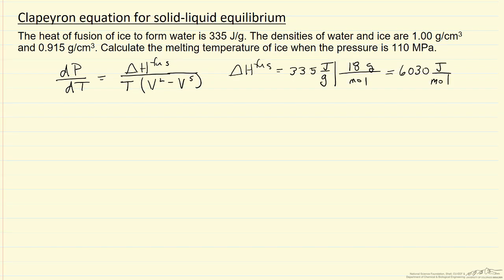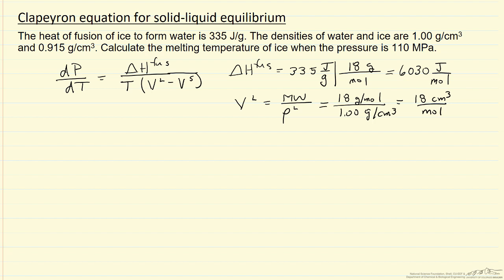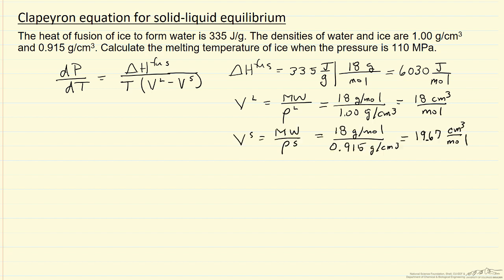So here's the heat of fusion in molar units. The volume of liquid would be the molecular weight over the mass density. I'll make these substitutions. So there's a molar volume for liquid. I'll do the same thing for the solid. So now I can substitute these values into the Clapeyron equation.